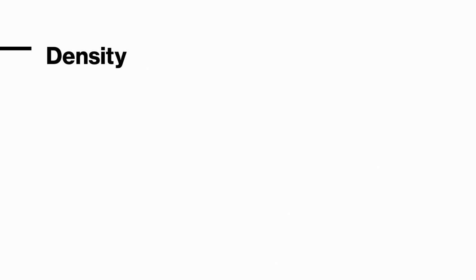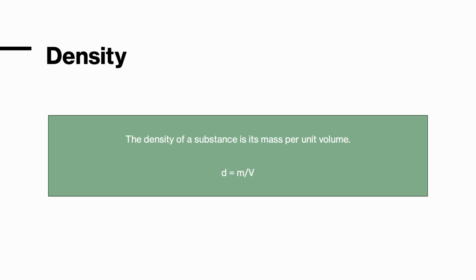Looking at density, this is very short. It's just the density of a substance's mass per unit volume. Therefore, density equals mass divided by volume, or mass equals density times volume. And this can be used to solve questions involving volume, density, and mass.